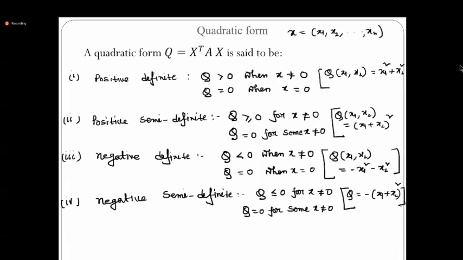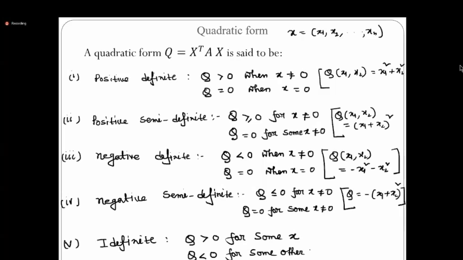Now the last thing, which is not going to fall into both of those cases, that is neither positive definite nor negative definite, and in that case it will be called indefinite. When will it be called indefinite? If Q is greater than 0 for some x and Q is less than 0 for some other x. That means the logic is simple: for some x you are getting greater than 0, for some x you are getting negative. So obviously we can say that it is going to be indefinite.